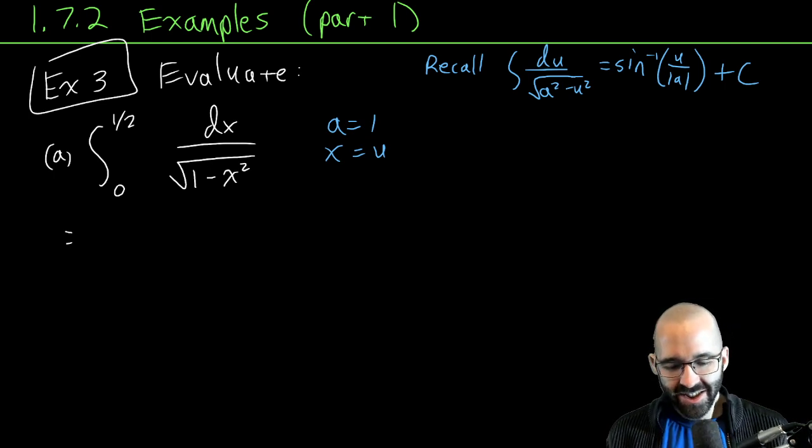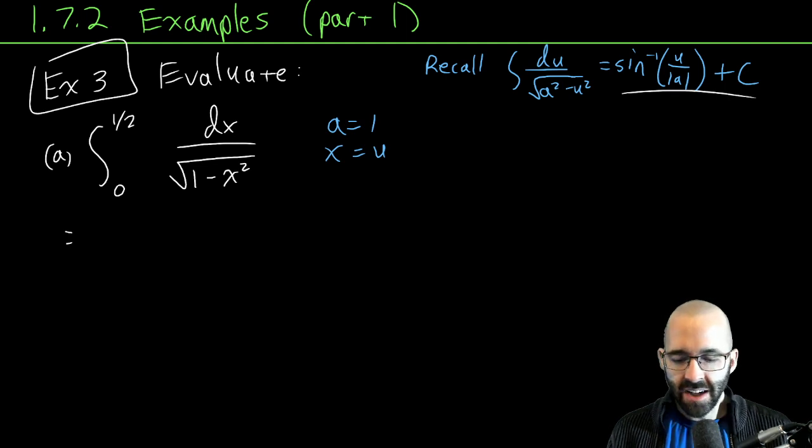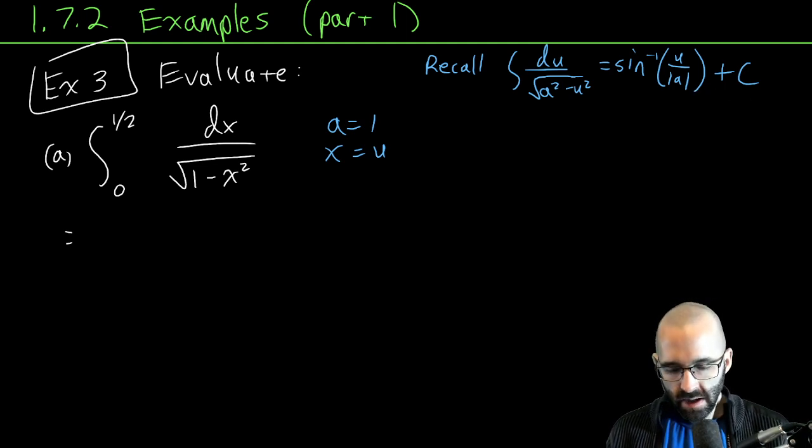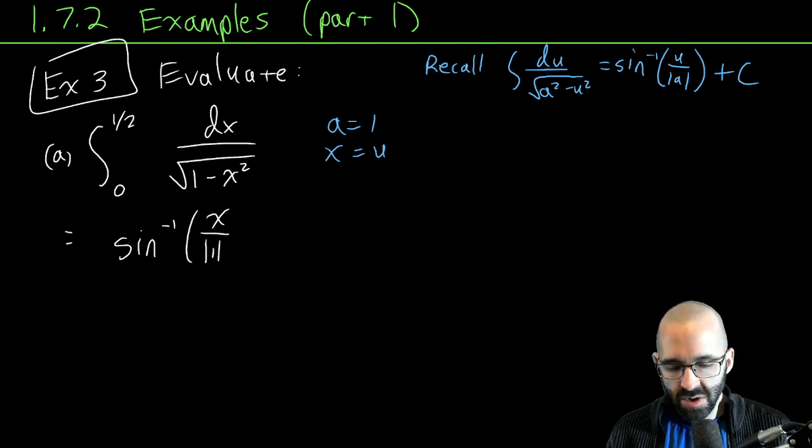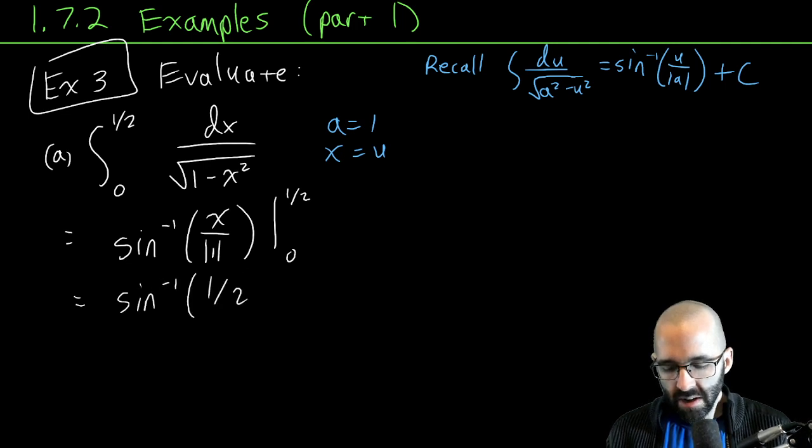So yeah, this is just the formula directly. No u substitution necessary. It's already in the right form. So we know that the antiderivative is going to be inverse sine of our variable. Our variable is x here, not u, by the absolute value of a, which is 1, plus c. It's a definite integral. We'll evaluate this between 0 and 1/2. And that'll give us inverse sine of 1/2 minus inverse sine of 0.